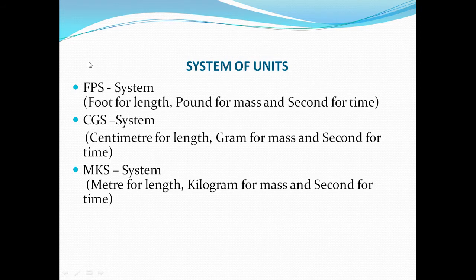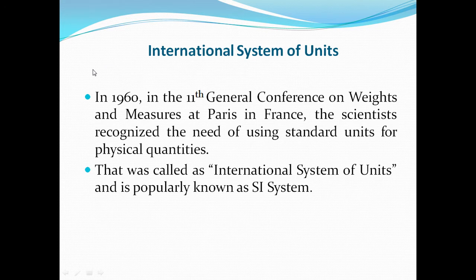So the three systems of units are used for measurement. First is the FPS system, second is the CGS system, third is the MKS system. The foot, pound, second system; the second system means CGS system; the third is the MKS system. We use these three systems. Are you clear? Okay, next topic, the international system of units.